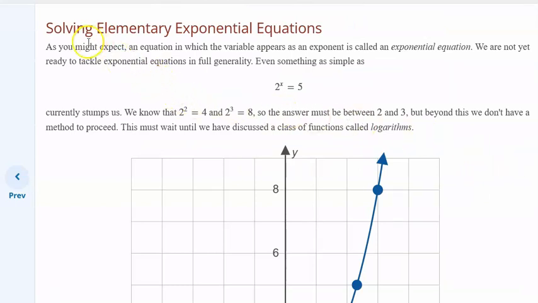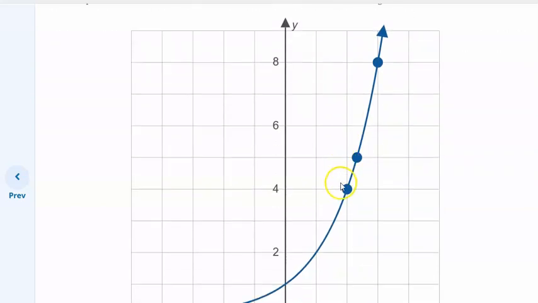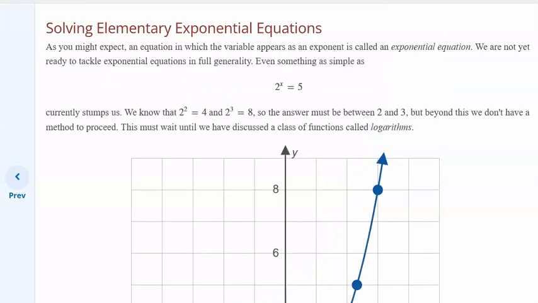Now, here we want to get some background in solving elementary exponential equations. So as you might expect, this is going to lead to our further study of logarithms, which will be related to exponential functions. And here we don't have an exponent that's a nice even number. 2 to the something is not 5, so it's somewhere in there where 5 is. What value is that? But we know that 2 to the first is 2, 2 to the second is 4, 2 to the third is 8. So we're going to use these elementary exponential equations where our values are whole numbers, or at least integers.